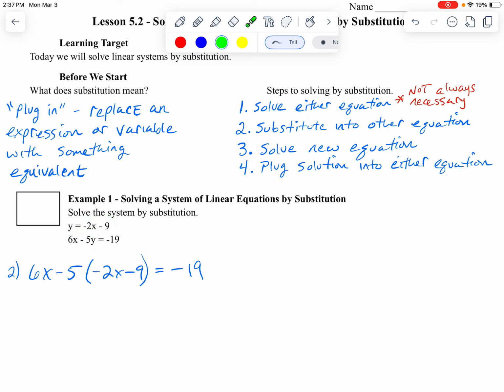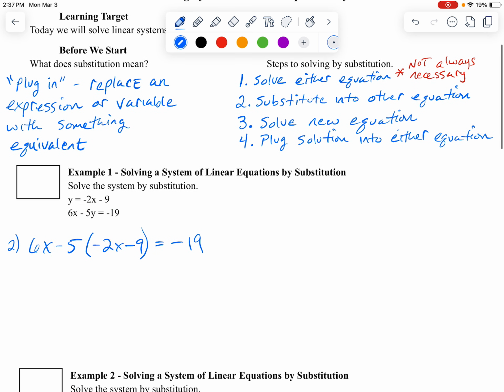So now this is a little bit ugly, and we need to do some simplifying before we can really start doing much solving. So I've got this negative 5 out here that I'm going to distribute. So let's just start rewriting here. I've got 6x, negative 5 times negative 2x is going to give me positive 10x, so plus 10x. And then negative 5 times negative 5 is plus 45 equals negative 19.